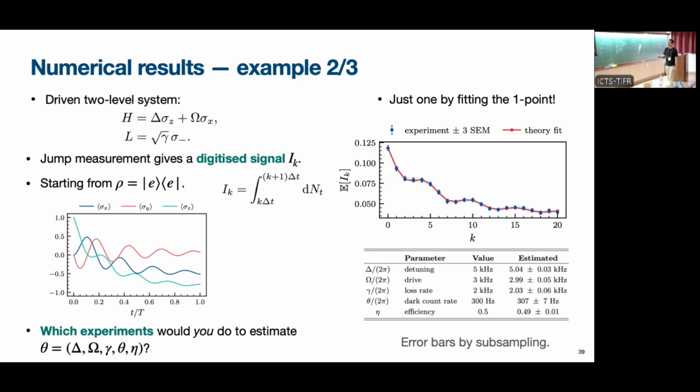And the error bars here are estimated by some sampling, which means you're going to take chunks of all your trajectories and run the fit independently for each chunk, and then you compute the variance of the estimated parameters among the chunks. And this gives you a kind of bootstrapping method to get the error bars.